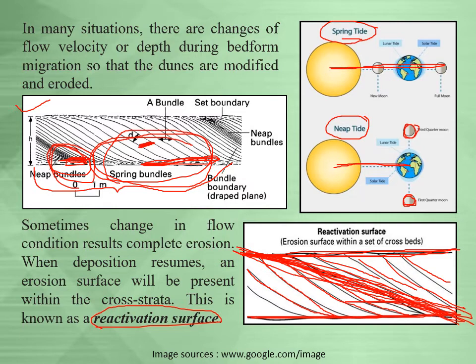And you can see that this reactivation surface is not parallel with the cross laminations. That is, this reactivation surface sharply cross cuts the cross laminae. And also this reactivation surface is not parallel with the upper and lower bounding surfaces. So on the basis of the cross-cutting nature of this erosional surface with the upper and lower bounding surface as well as the internal cross laminae, we can identify them in rock record. So reactivation surface is a certain change in energy condition depicting event.